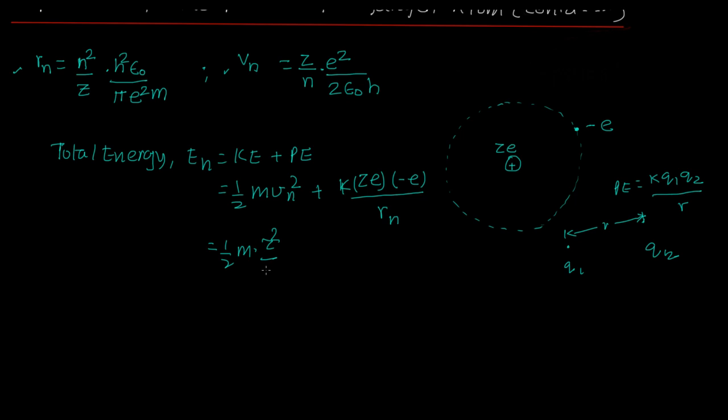So I write it as Z square upon n square into e to the power 4 upon 4 epsilon naught square. Each and every term will get squared. Plus, not plus, because there's a minus sign here, so let me remove this plus. There'll be a minus sign here, and there'll be minus k. Instead of k, I'll write 1 by 4 pi epsilon naught, into Ze square upon rn. The numerator here becomes the denominator, and the denominator goes to the numerator. It is multiplied by, in a sense, 1 upon rn.